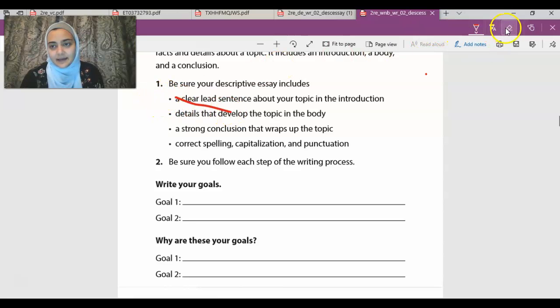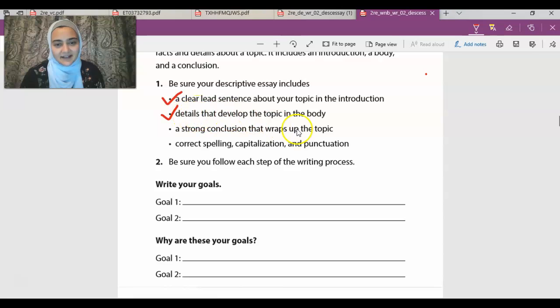I'm going to erase that. You can either choose a clear lead sentence. You want a better lead sentence to develop your topic. You could say, I want to work on developing details for the topic. You can say, I want to mostly work on coming up with a good ending, a good conclusion, or I mostly want to focus on spelling and capitalization. So whatever your goal is, you're going to rewrite it here. You're going to rewrite 2 of these 4 things here. And then why are these your goals? You're going to tell me why you chose that goal for 1 and why you chose that goal for 2.